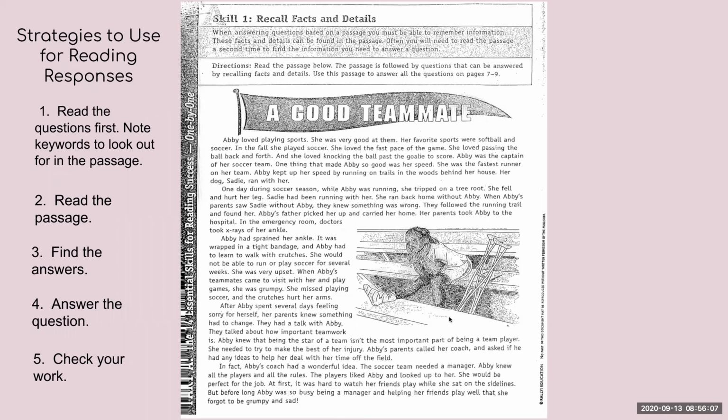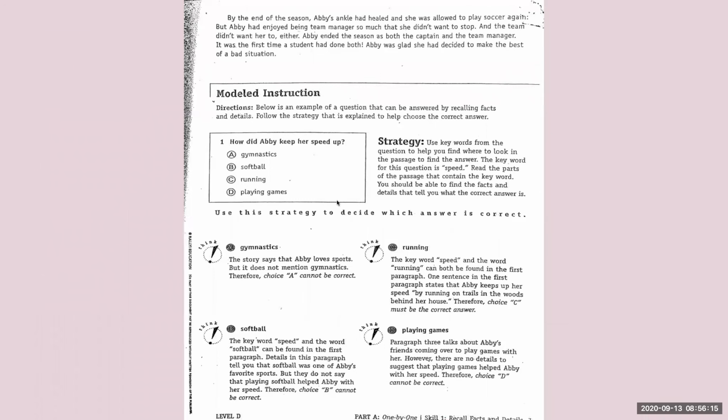The first page that you see here is actually the passage. So we're going to move to the other pages so we can look at the questions first. And here we have question number one. How did Abby keep her speed up? I want you to take a look over here. This says strategy: use keywords from the question to help you find where to look in the passage to find the answer. The keyword for this question is speed. So that's the word we're going to want to look out for as we're reading the passage, the word speed, which is right here.